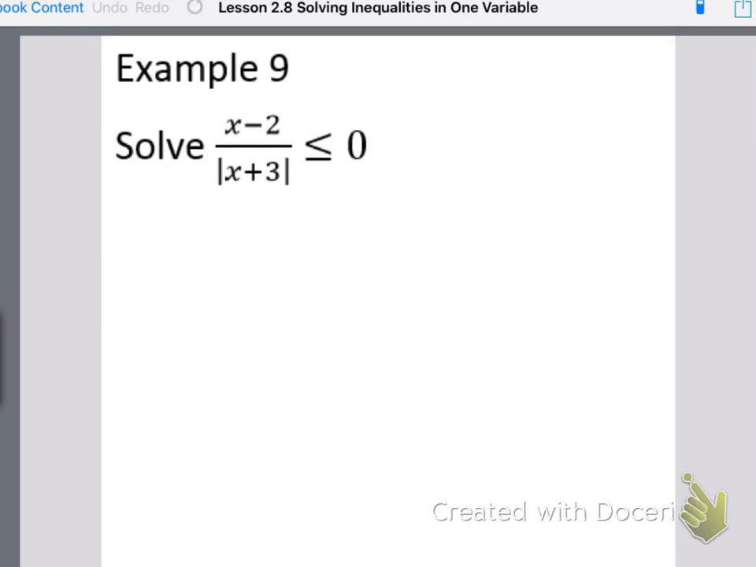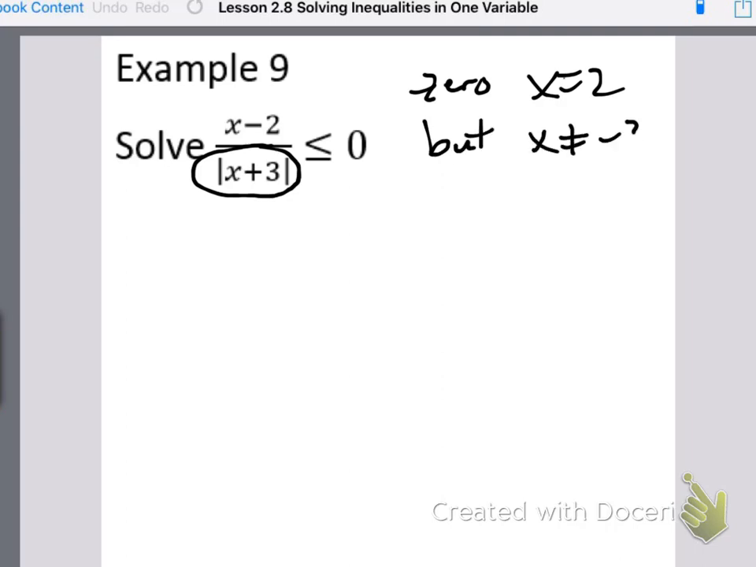Okay, last one, we're going to talk about an absolute value this time. What are our zeros? We only have one zero, x equals 2. But what else? We have this absolute value in the denominator. Well, the denominator can't be 0, can it? So we have a 0 at x equals 2, but x can't equal -3. So those are like our key numbers.